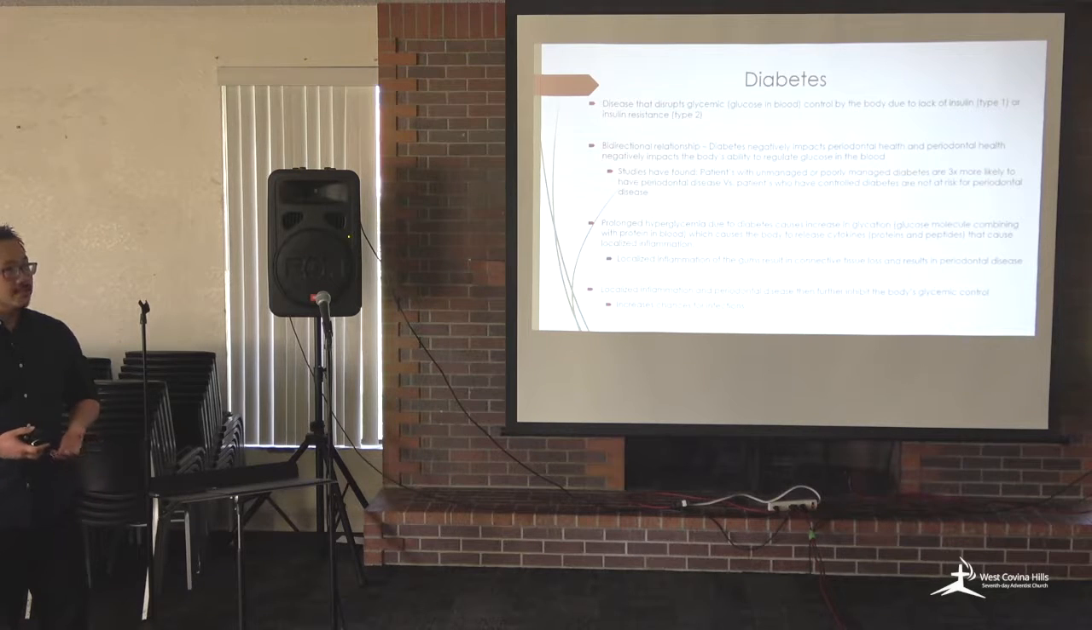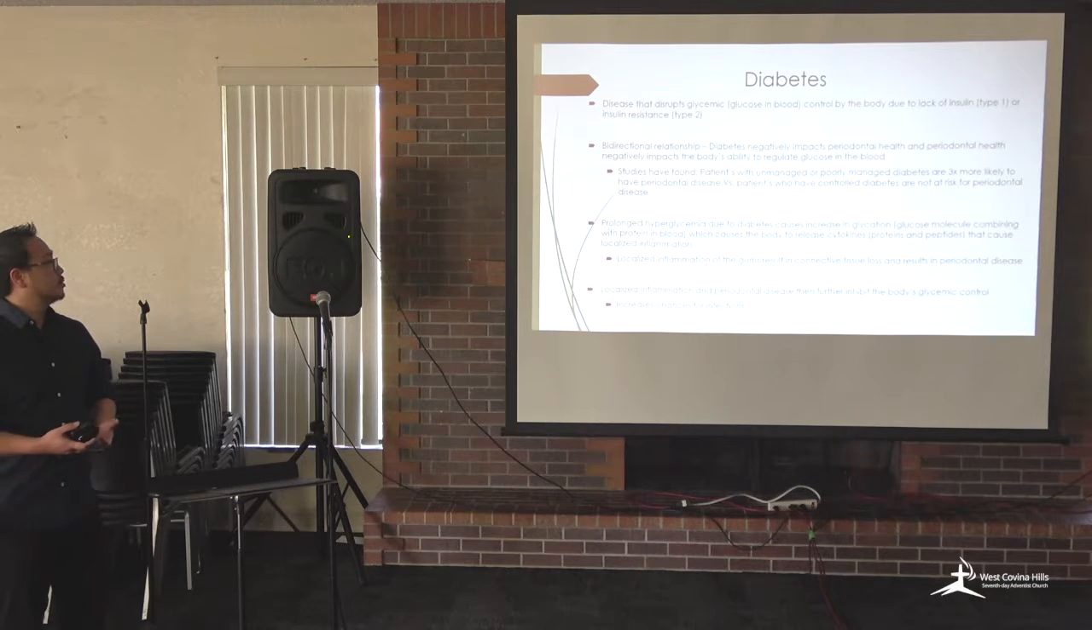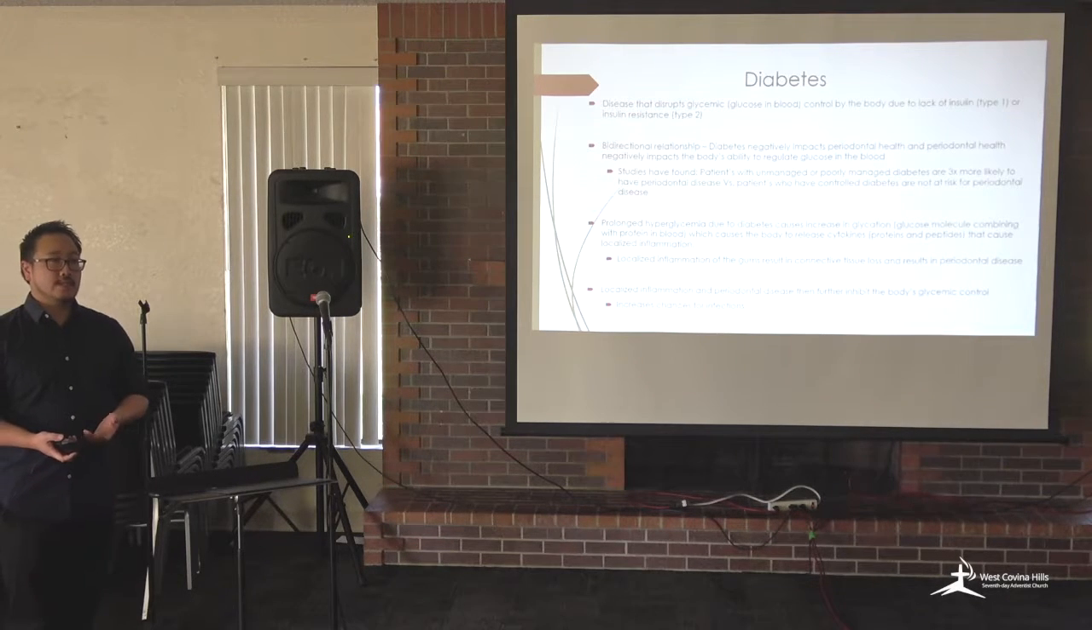Studies have found that patients who have uncontrolled diabetes are 3 times more likely to have periodontal disease and severe periodontal disease versus patients who have their diabetes under control. They're at very low risk of periodontal disease. The prolonged hyperglycemia due to poor diabetic control also causes glycation, which is the glucose molecules binding to protein molecules in the bloodstream, and this causes the body to release proteins into the bloodstream, which causes localized inflammation. And this localized inflammation is the inflammation in the gums, in our gum tissues, which causes the periodontal disease.